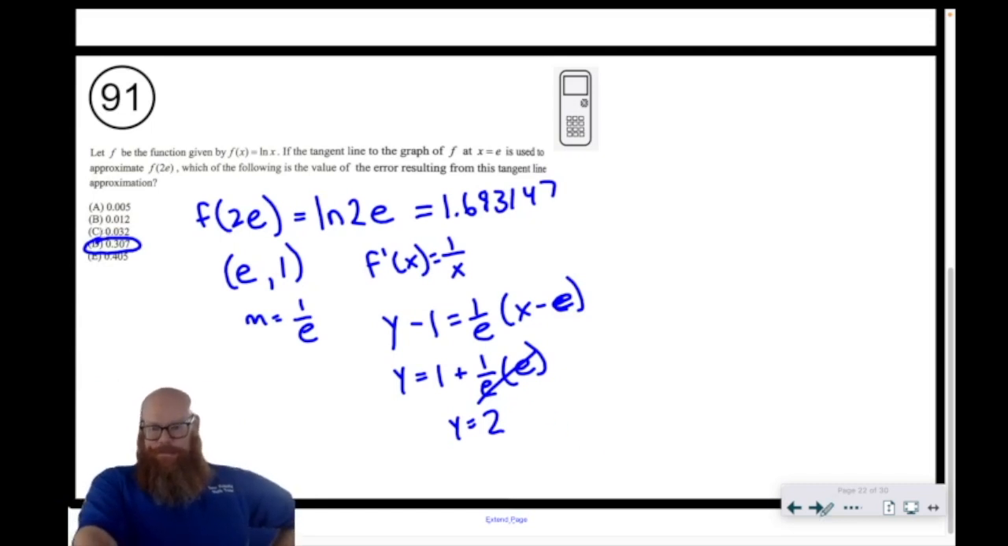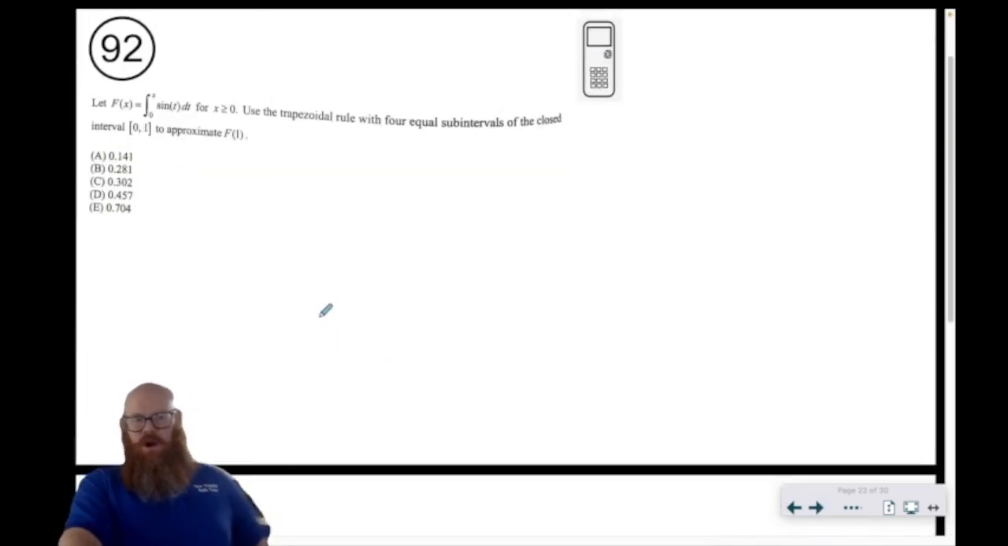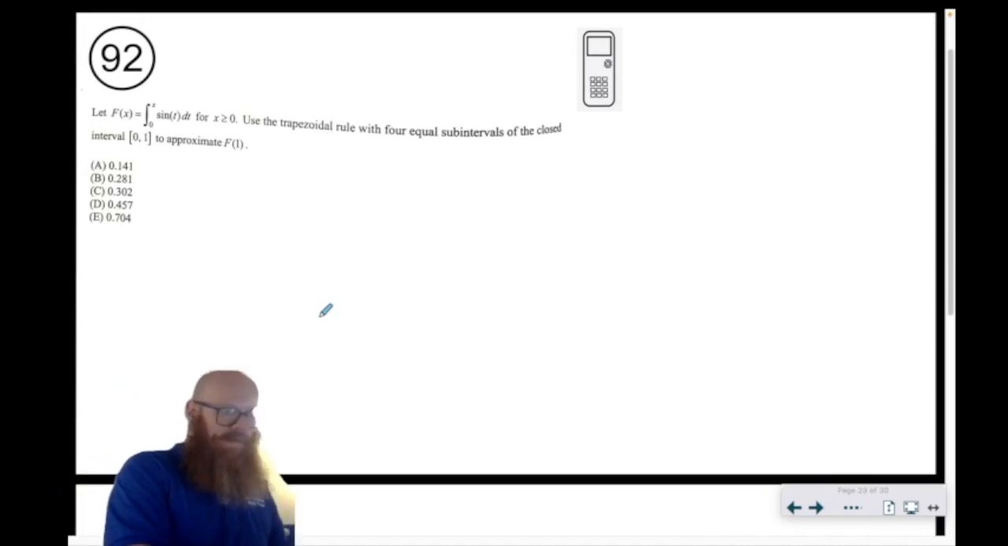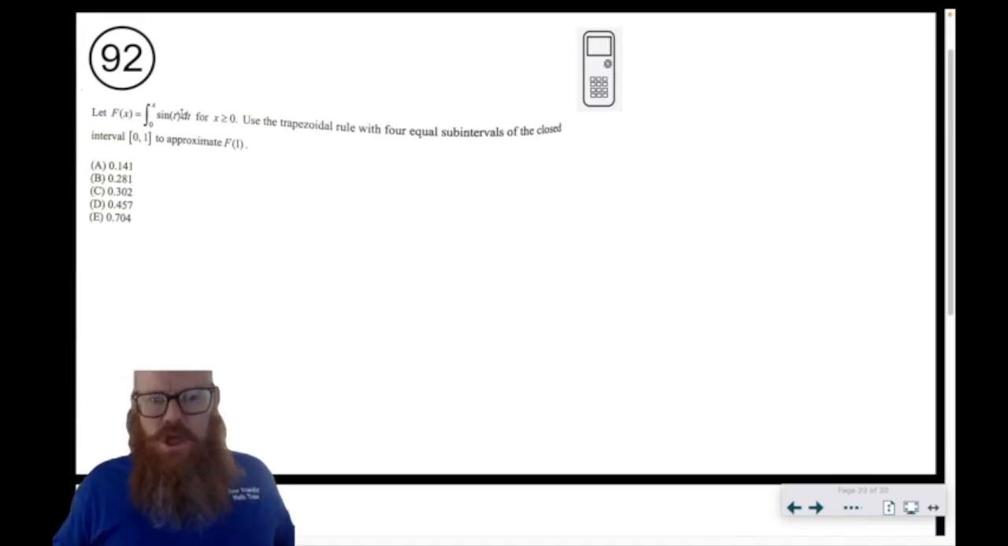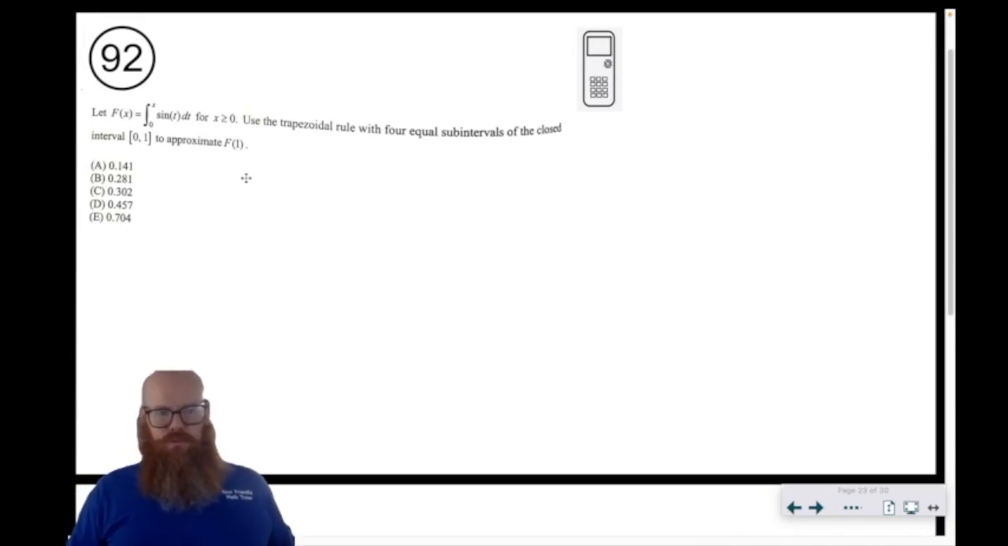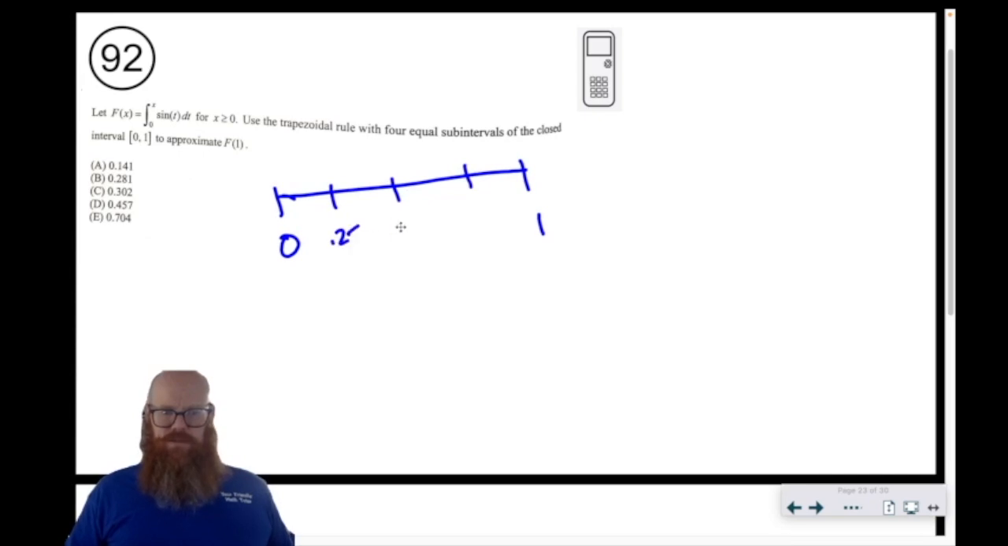All right. Here we are on our last problem on this section. So we are using the trapezoidal rule to approximate f of 1. Well, f of 1 is just the integral from 0 to 1, and we're using trapezoidal with 4 subintervals. So I'm going to try to draw this out. This is 0 to 1, and if I want 4 subintervals, I'm going to have 0.25, 0.5, and 0.75.